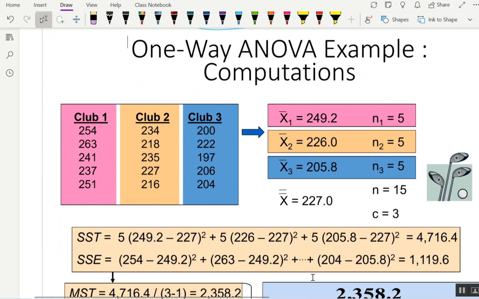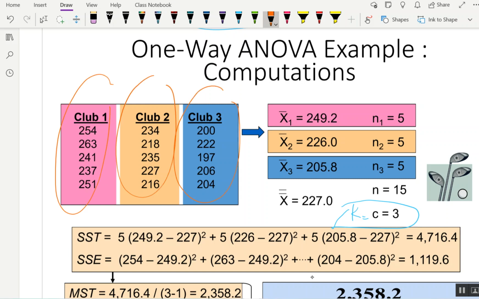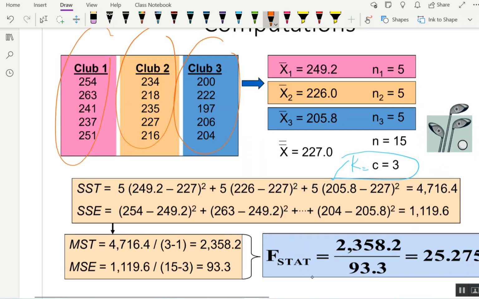Now we move to the next part. Okay, for this one, not to get you confused, C is here, they are talking about the K, which is the group. Because they are using club, so they say C, but basically they are talking about this K. So K is equal to C, which is the group, which has 3, or we have this treatment. And again X bar is the mean for each of the treatments.